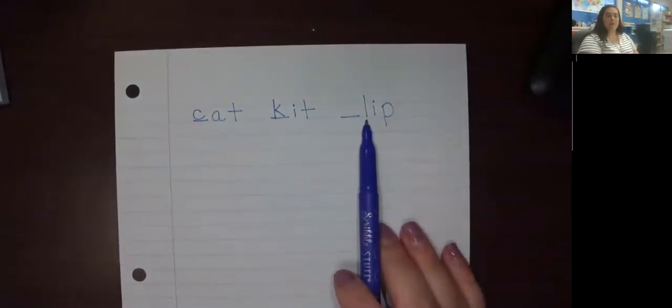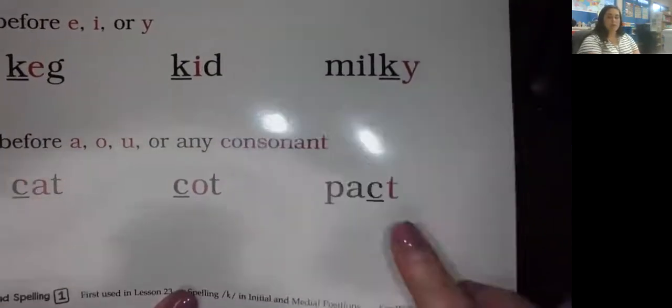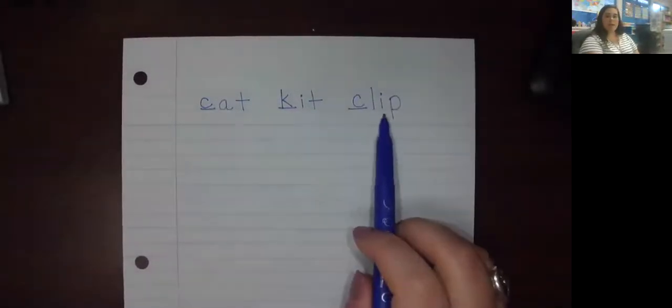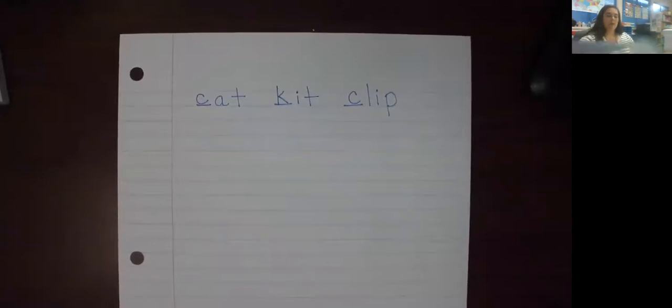And then we have a consonant. The letter L is a consonant. If there is a consonant after the K sound, like down here, it's a letter C. Clip, okay? So that is our letter C and letter K spelling for the sound K. All right? All right, so now let's go to our worksheet.